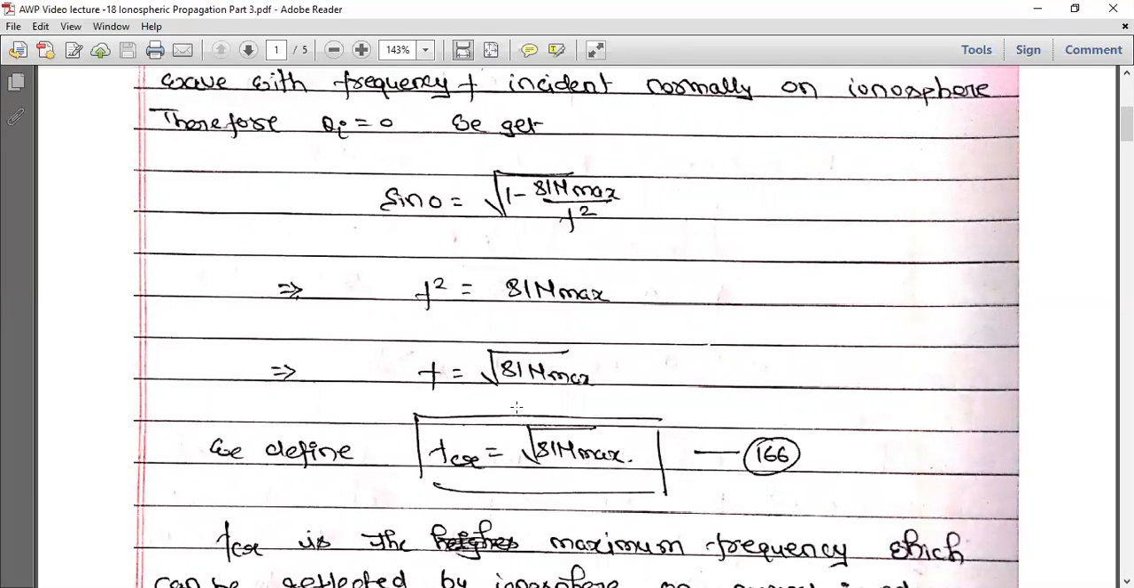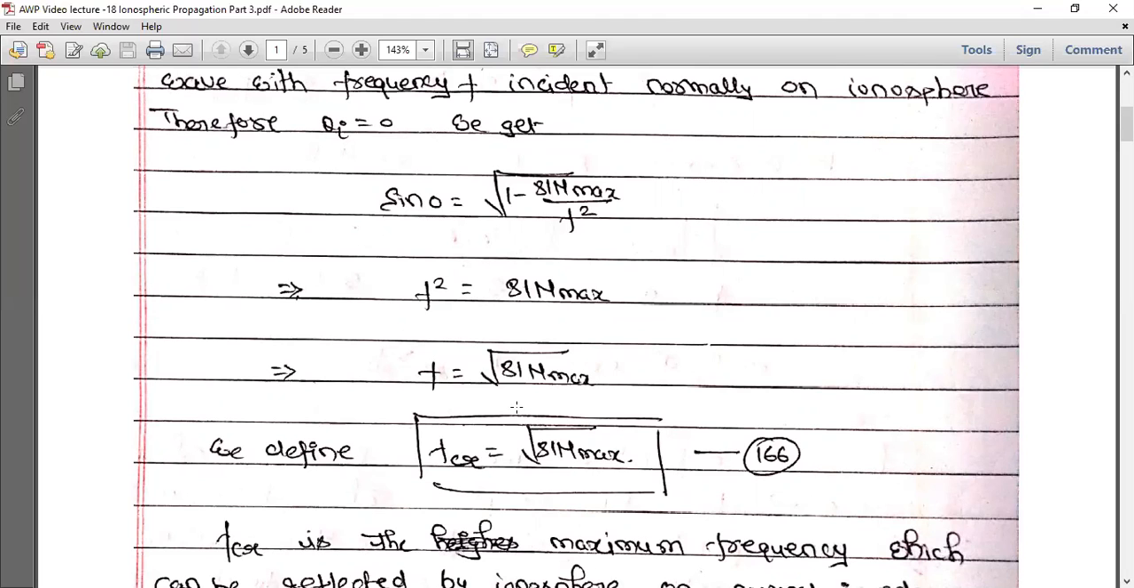If you incident a frequency less than this value, it will reflect from a layer in the ionosphere at which the electron density is not maximum. If you transmit a frequency which is more than this f_cr, it will not reflect back from the ionosphere, rather it will go through the ionosphere and will not return. So the square root of 81 N max is the highest frequency which can be reflected by the ionosphere when it is incident normally. This term is known as the critical frequency.